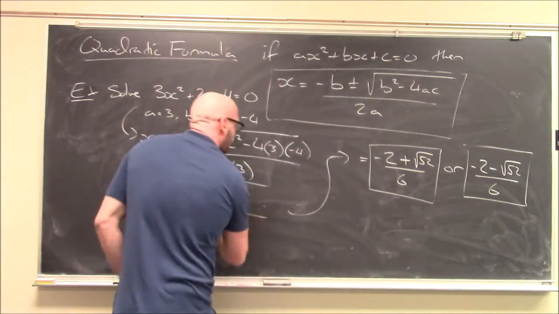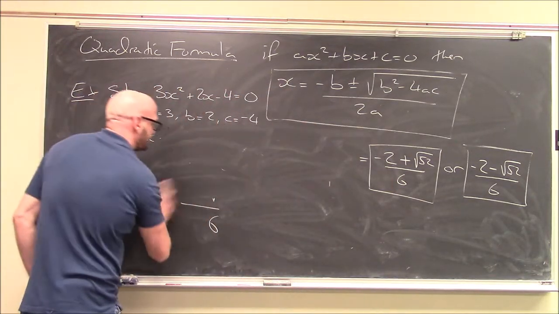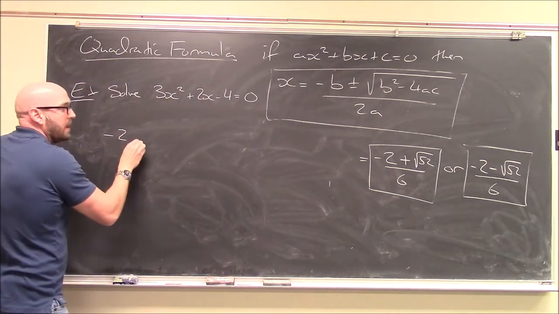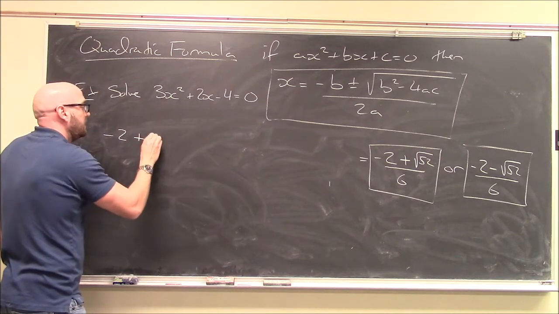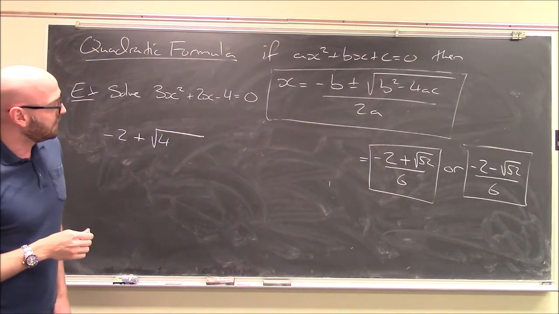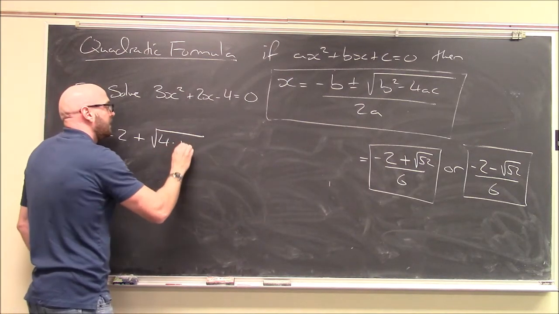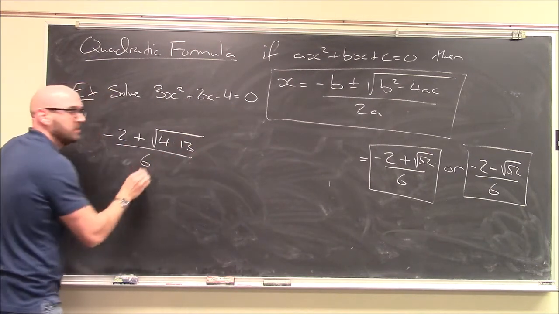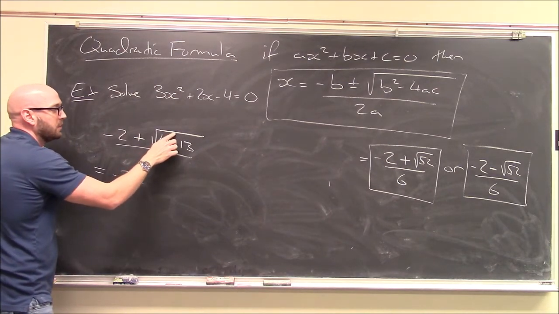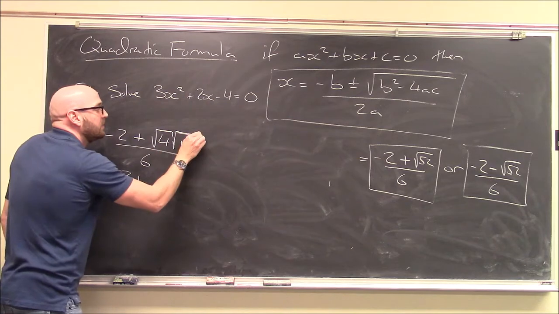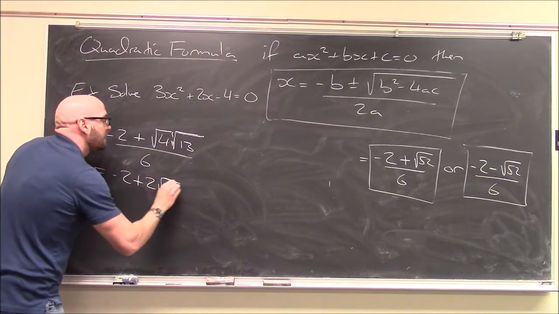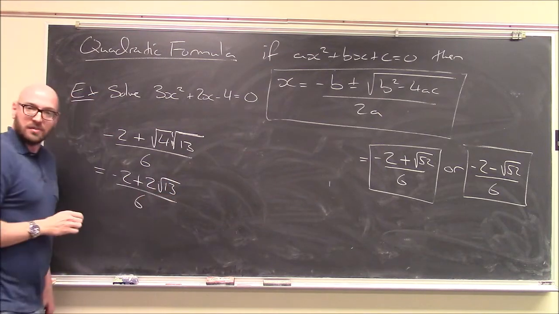Let's just take a look at one of these numbers. So for example, minus 2 plus square root of 52, that's the square root of 4 times what? 4 times 13 over 6. Right? So that's minus 2 plus. Now what I can do is I can write this as two different square roots. I can write this as square root of 4 times square root of 13, from what we know about square roots. And the square root of 4 is 2. So that's 2 times root 13 over 6.